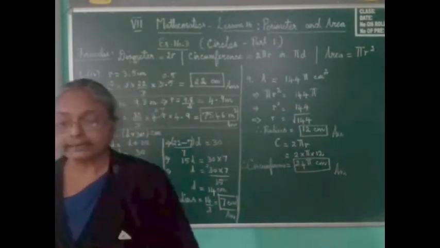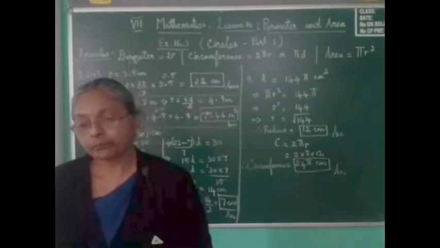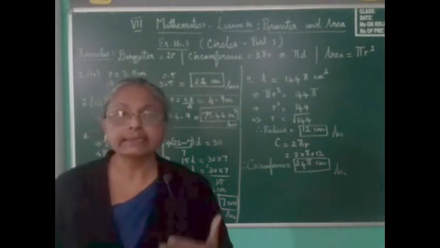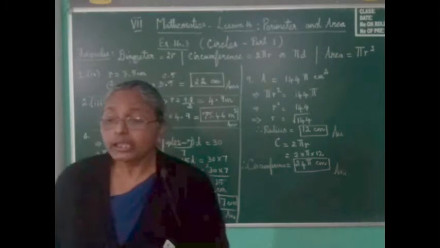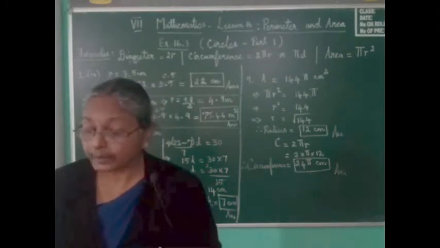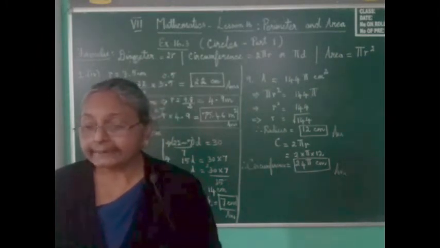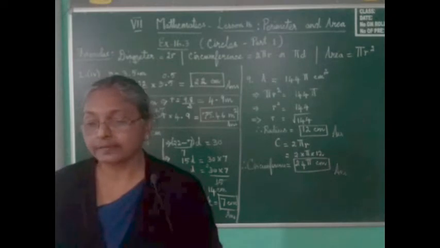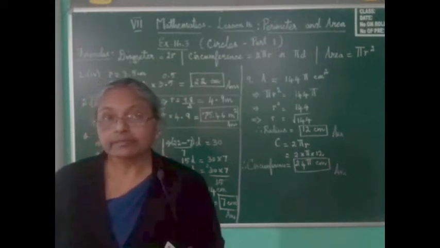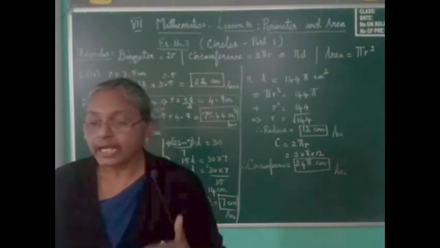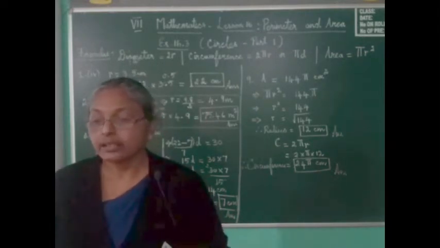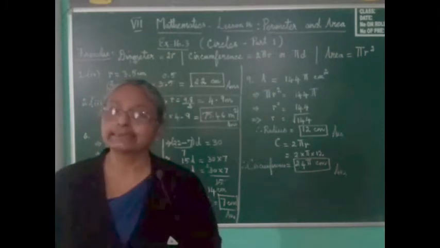Then you can see the sixth sum. Fourth and fifth I am leaving for you to do, third also. We can see the sixth sum. If the circumference of a circle exceeds its diameter by 30 centimeters, find the radius of the circle.